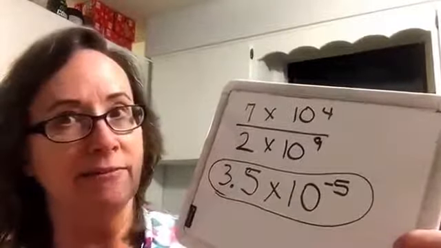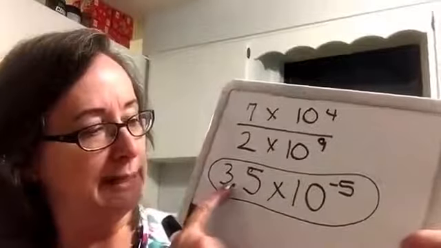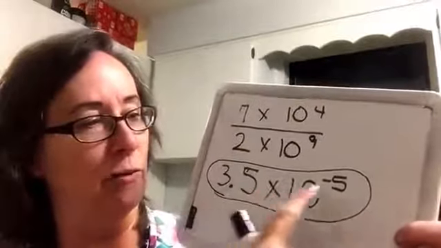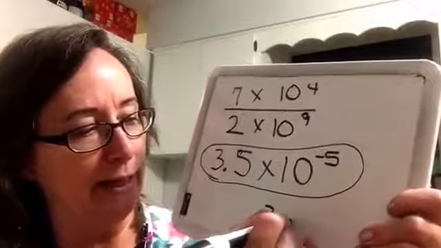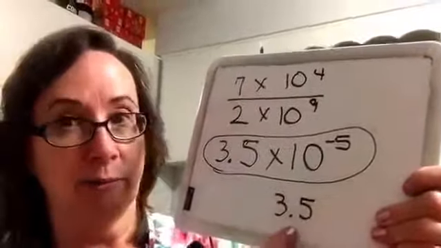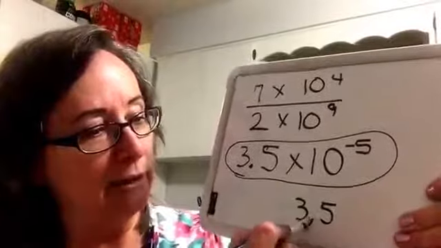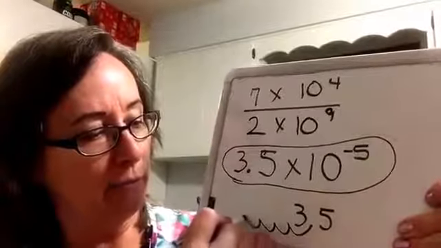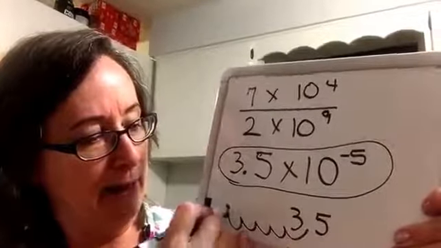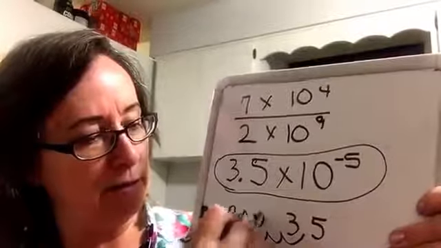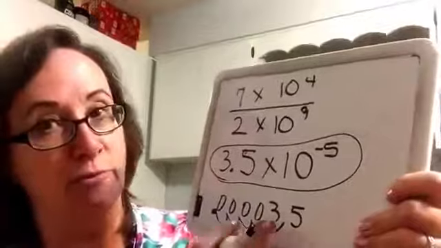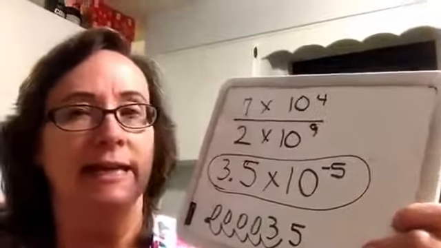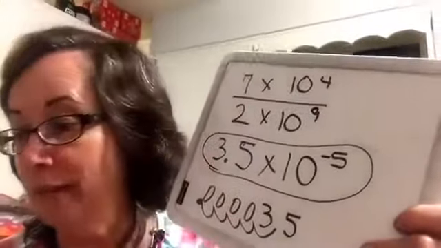But this is a very small number because that decimal, to get it in standard form, is going to have to move 5 places to the left. So I'm going to move it over here a little bit. So I have some room to move that decimal to the left. 1, 2, 3, 4, 5. And fill in with my zeros to get 0.000035 is the standard form of the number.